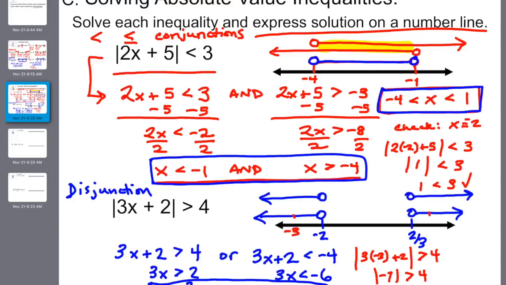And then let's just choose a value. Let's just say like 1, right? 1 is greater than 2/3. We could plug that in, and because I'm out of space on here, I'm just going to draw it in here. We'll say the absolute value of 3 times 1 plus 2 is greater than 4. 3 times 1 is 3, plus 2 is 5. The absolute value of 5 is greater than 4. Yes, it is. So you see how both numbers from either side here would make it true. So our solution set is correct. X is greater than 2/3 or x is less than negative 2.